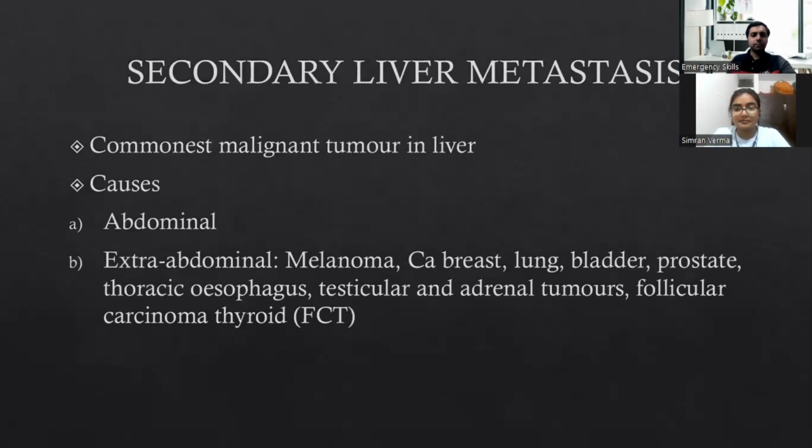Secondary liver metastasis. If you compare the primary and the secondary, the secondary is the most common malignant tumor of the liver. So what are the causes? We have abdominal causes: any abdominal tumors, like colon tumor or cholangiocarcinoma, will cause metastasis to the liver. Then we have melanoma, carcinoma of breast, lung, bladder, prostate, esophagus. Thoracic esophagus is supra-diaphragmatic, whereas the intra-abdominal esophagus is abdominal. And testicular, adenoid tumor, follicular carcinoma of thyroid. These are all supra-diaphragmatic causes which will cause liver metastasis.